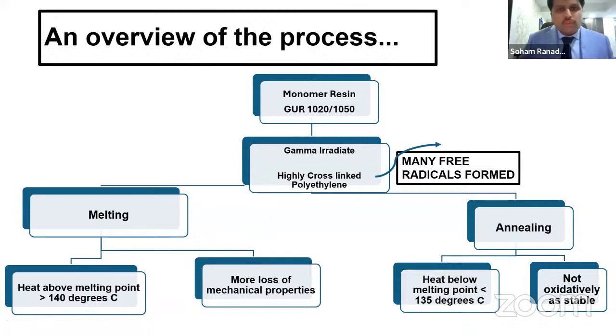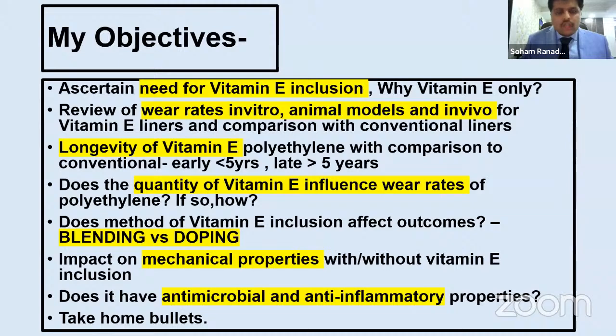So now we know an overview of the process in which it is a monomer resin, so to say. After it is gamma irradiated, it forms a highly cross-linked polyethylene, and then it is melted and annealed. But these processes also have certain drawbacks. During gamma irradiation, many free radicals are formed.